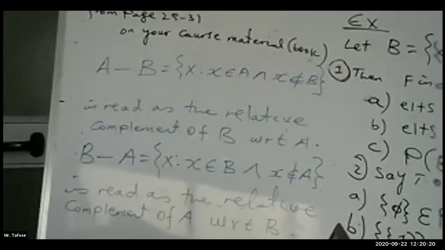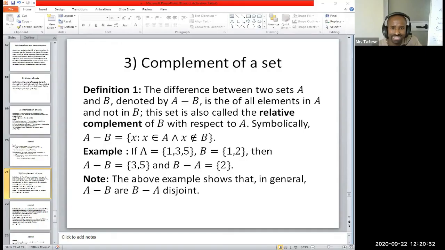So let me take you to the examples that will be the end of this section. If A is a set that consists of 1, 3, and 5, and B is a set that consists of 1 and 2, then A without B means the elements of set A that are not found in B. One is found in both A and B, so it cannot be taken. Only 3 and 5 are elements of set A that are not found in B.